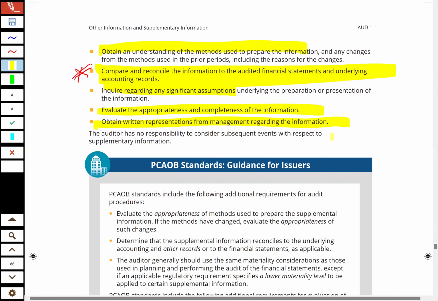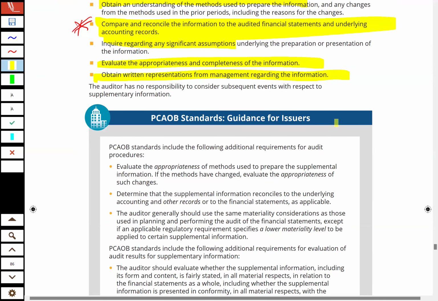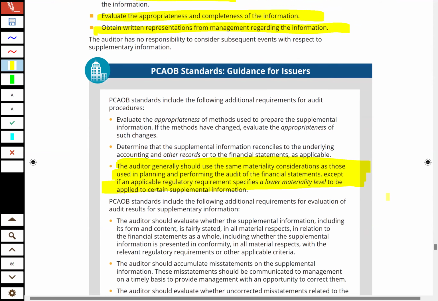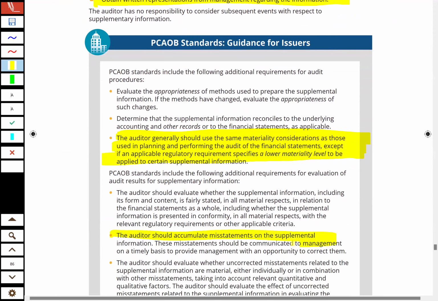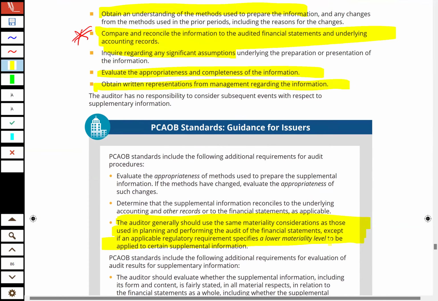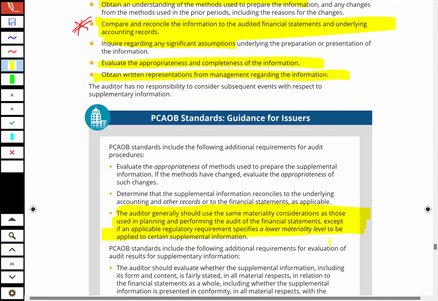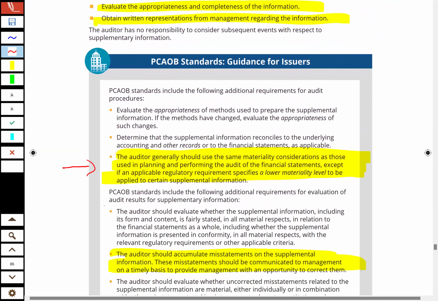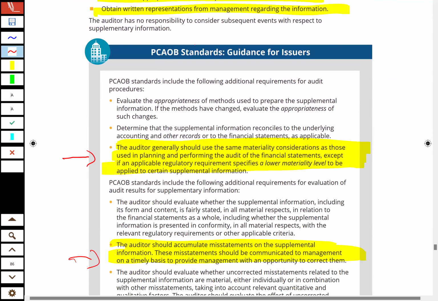I typically don't stop on these PCAOB things because they sometimes have redundant information, but a couple of things. The auditor generally should use the same materiality considerations that they use for the financial statements, and the auditor should accumulate misstatements on the supplemental information and communicate those to management. So you could do a separate flashcard or just keep going with that same flashcard as to audit procedures, and then just include that these last couple are specific to public companies.